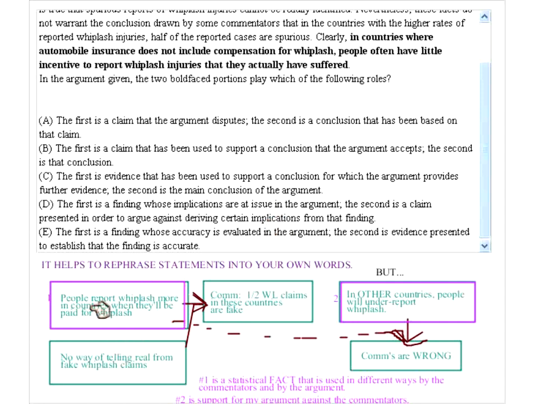The first is a finding whose accuracy is evaluated, except it's not. The argument never says that this claim is inaccurate. Inaccurate would mean we were actually saying these statistics were wrong, maybe because of the way that they were presented or the way the surveys were conducted or something like that. But the argument doesn't do that. So, okay. The best thing in concert with what we've said here is choice D. Choice D of these 5 agrees the most with what we wrote here.